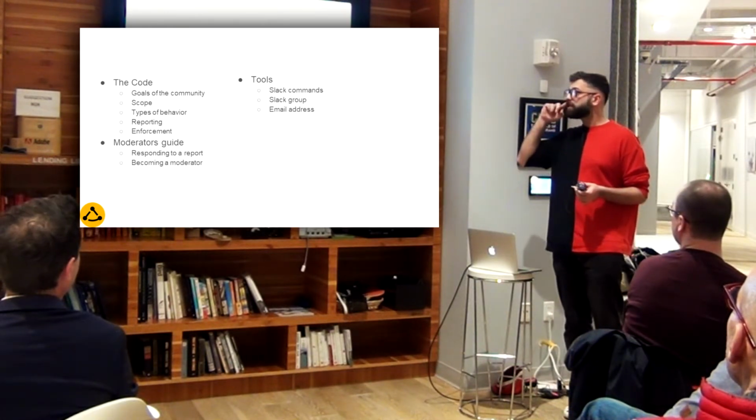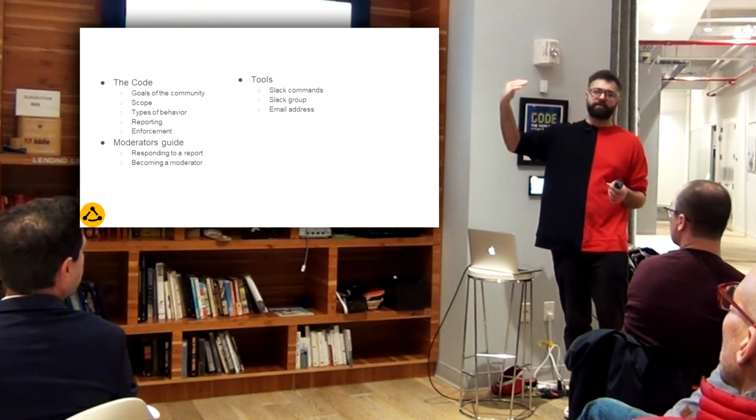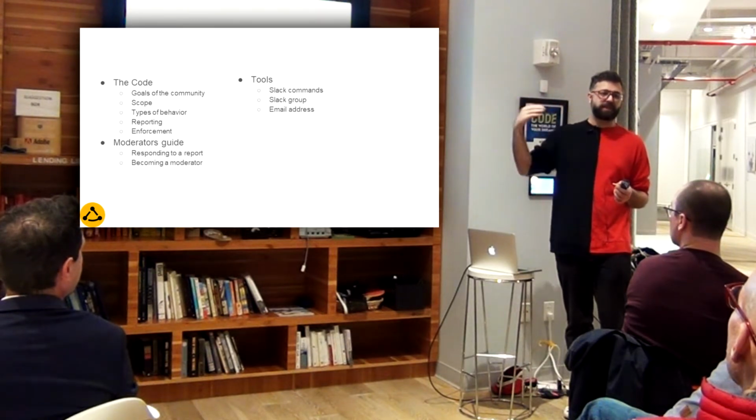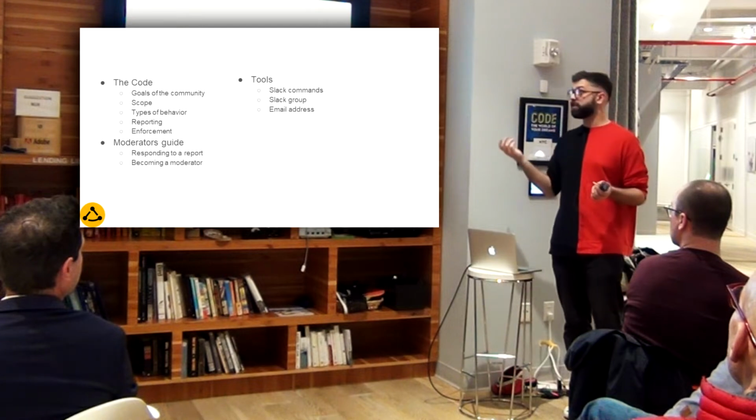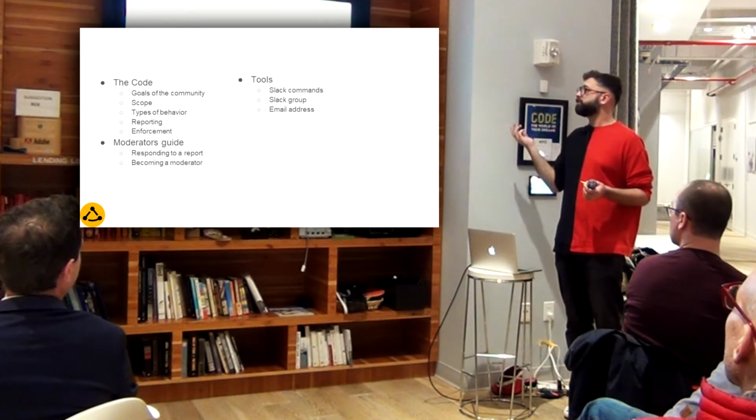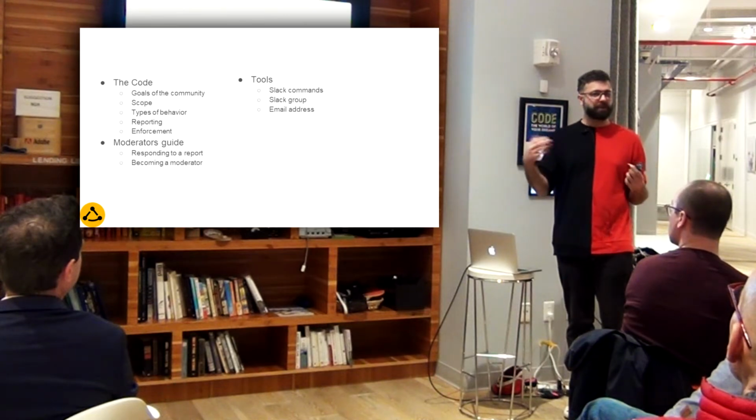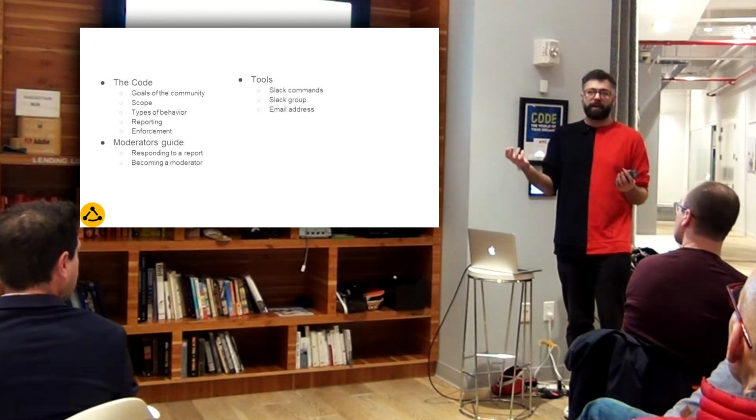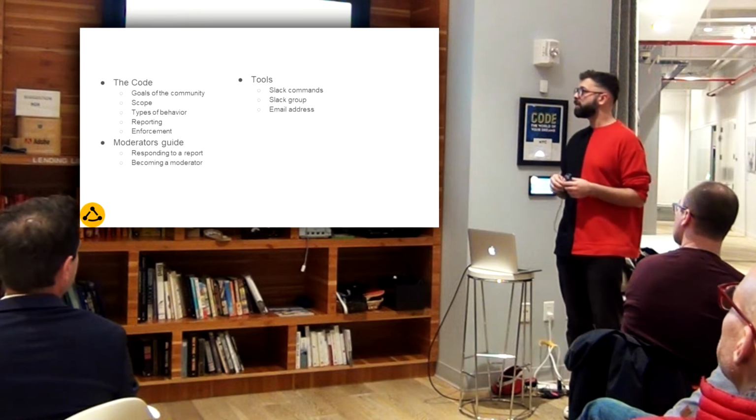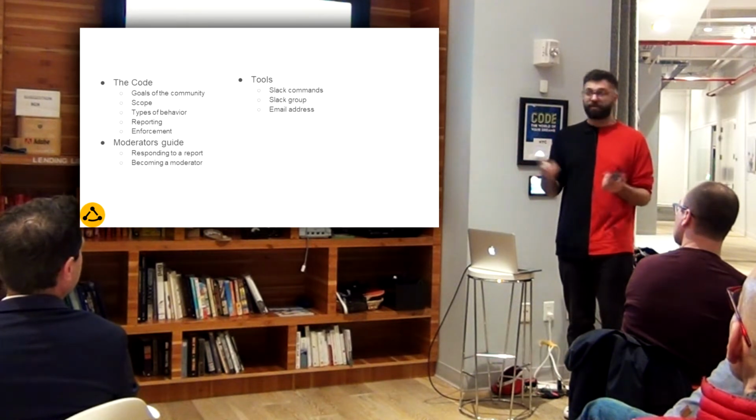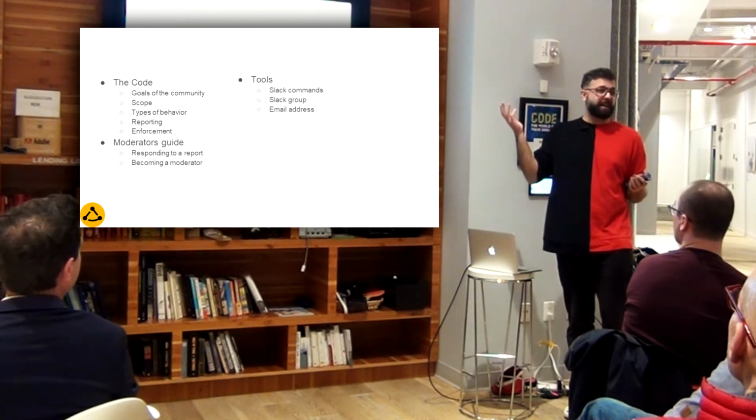The Moderators Guide covers the steps that moderators will go through if they receive a report and how to become a moderator. The tools that we've built or are going to build are Slack commands to get a conversation started with a moderator, a Slack group that defines who the online moderators are, and an email address to file reports. That's it at a high-level overview.